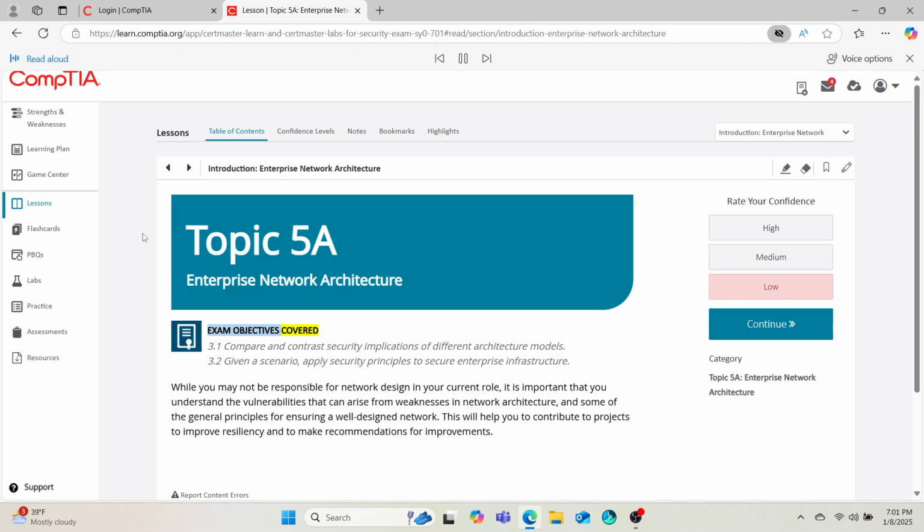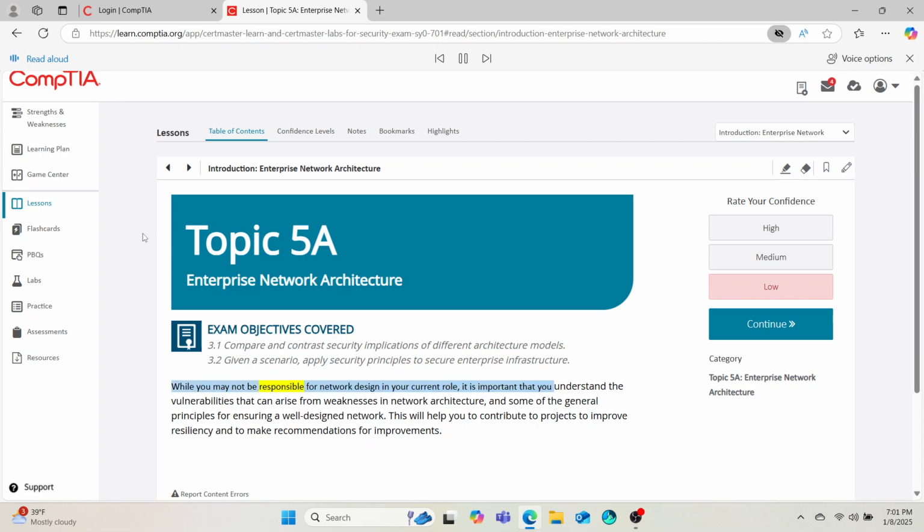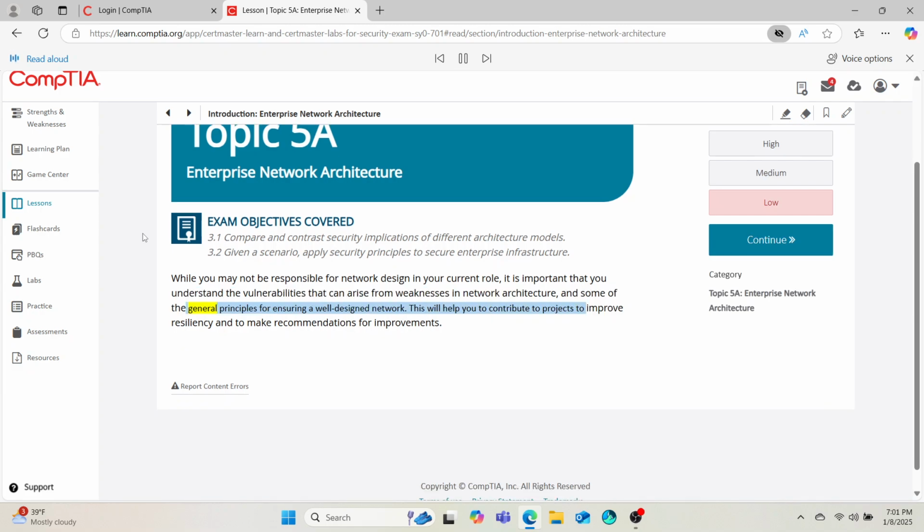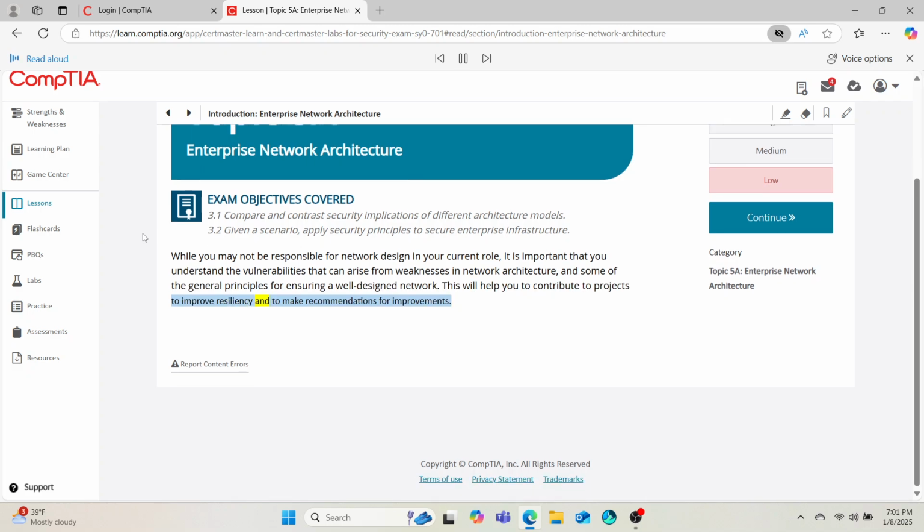Exam objectives covered. 3.1 Compare and contrast security implications of different architecture models. 3.2 Given a scenario, apply security principles to secure enterprise infrastructure. While you may not be responsible for network design in your current role, it is important that you understand the vulnerabilities that can arise from weaknesses in network architecture and some of the general principles for ensuring a well-designed network. This will help you to contribute to projects to improve resiliency and to make recommendations for improvements.